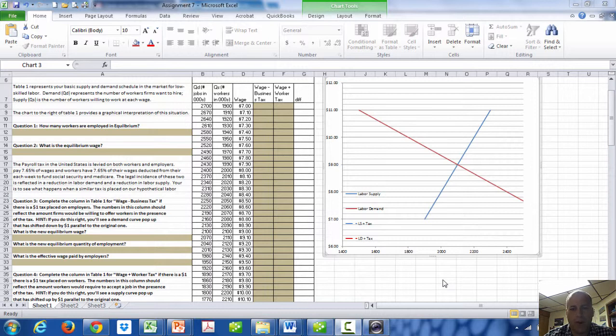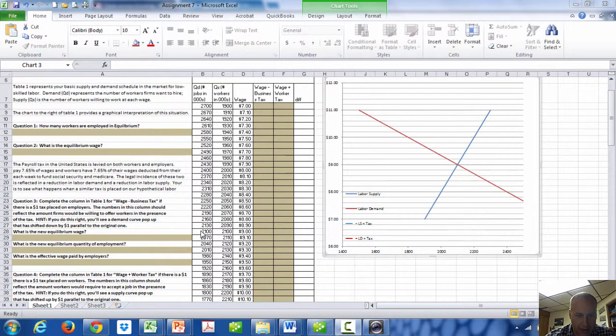In the graph on the right, we have the supply and demand curve reflecting the information about labor supply and labor demand that's given in the table. And so what we're going to do is walk through step by step each of the questions. The first one says how many workers are employed in equilibrium, and then the second one asks what's the equilibrium wage. We can see that information from the table.